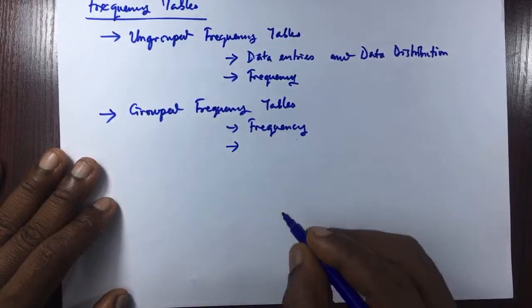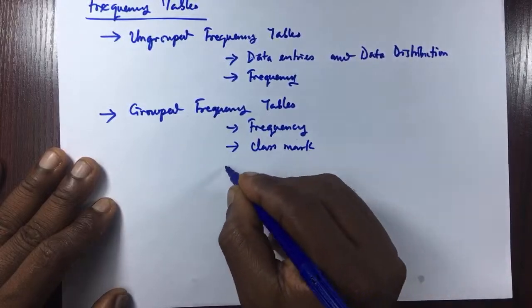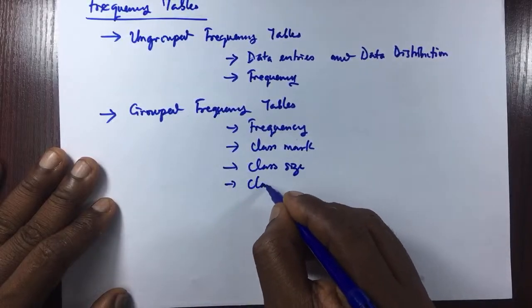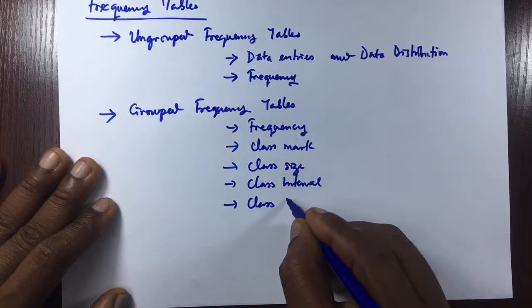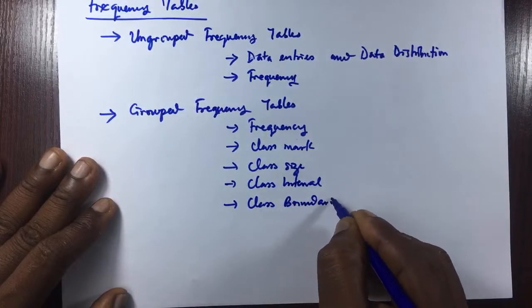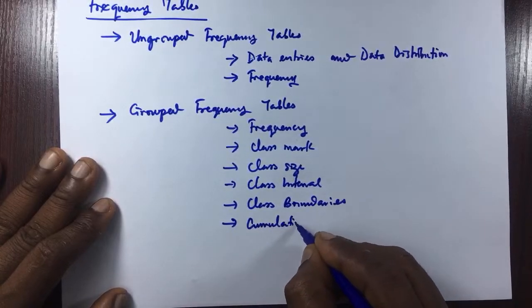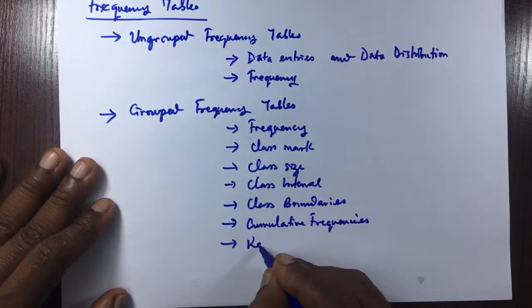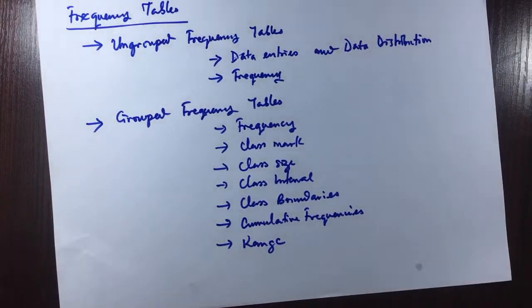Thereafter, we shall look at definitions such as class mark, class size, class interval, class boundaries, cumulative frequencies, and the range. So these are the definitions we shall be looking forward to when we discuss the grouped frequency table.